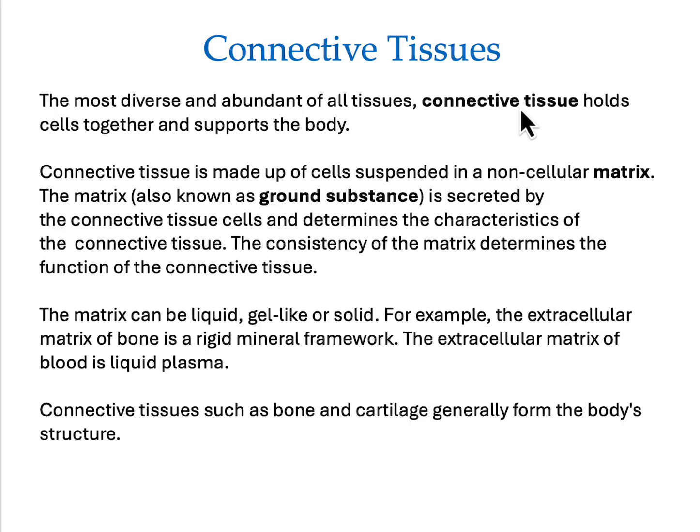The matrix can be liquid, gel-like, or solid. For example, the extracellular matrix of bone is rigid. The extracellular matrix of blood is liquid. Connective tissues such as bone and cartilage generally form the body's structure.